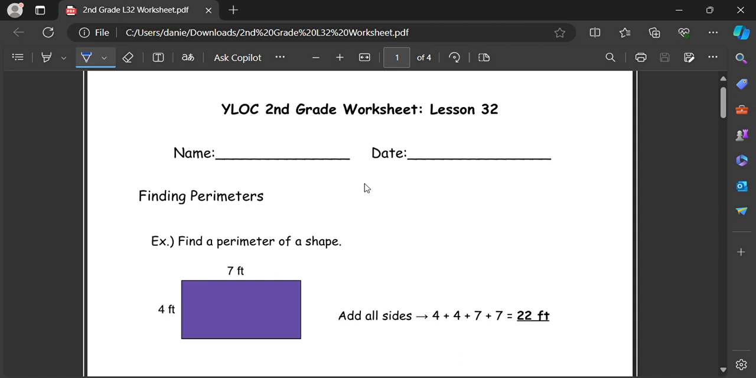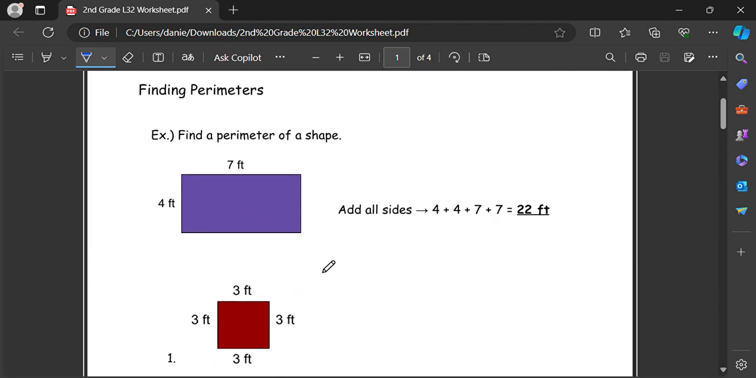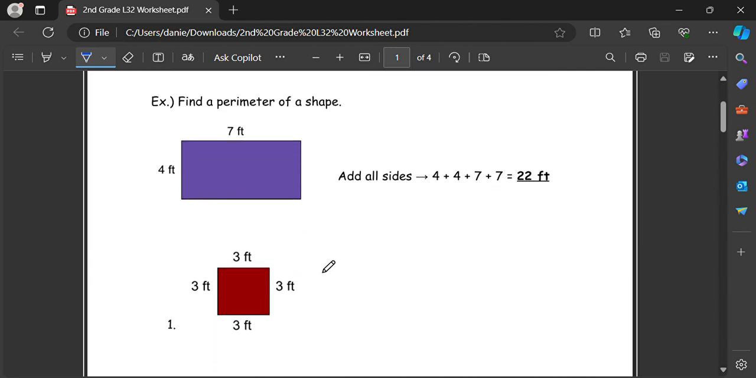Today we'll be going over lesson 32 for second grade, and for this lesson we'll be going over finding perimeters. So to find a perimeter you have to add all sides of the shape. So here it's 4 plus 4, 7 plus 7 equals 22.